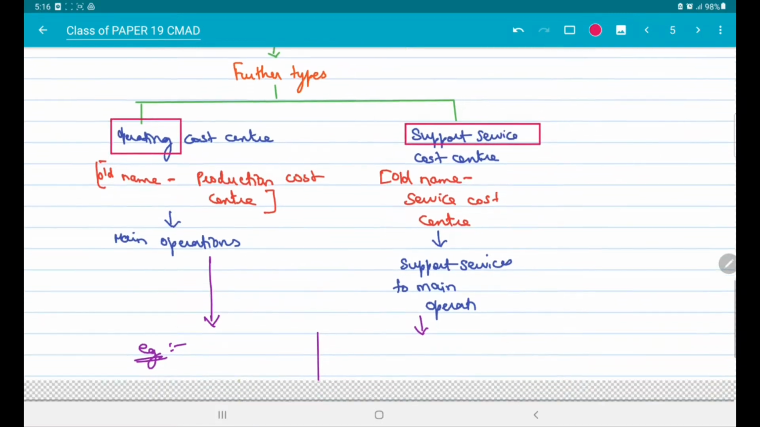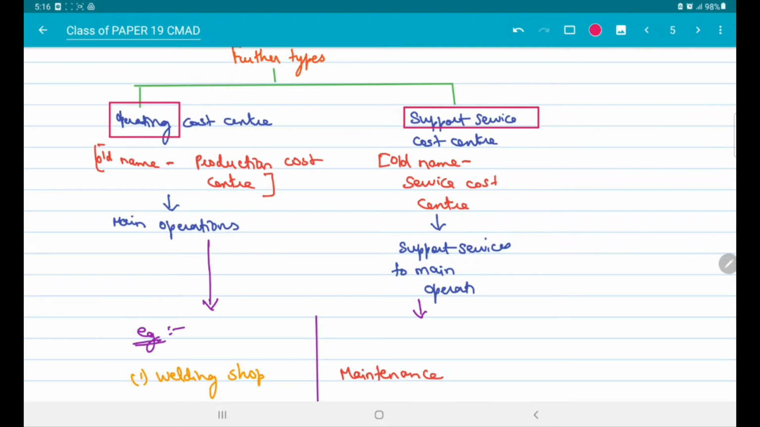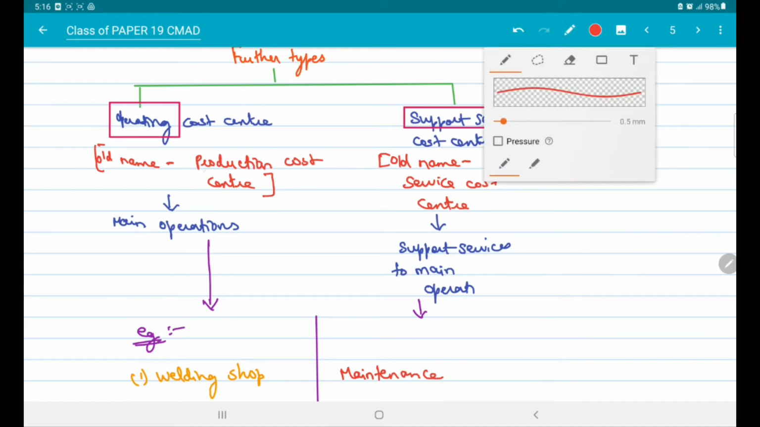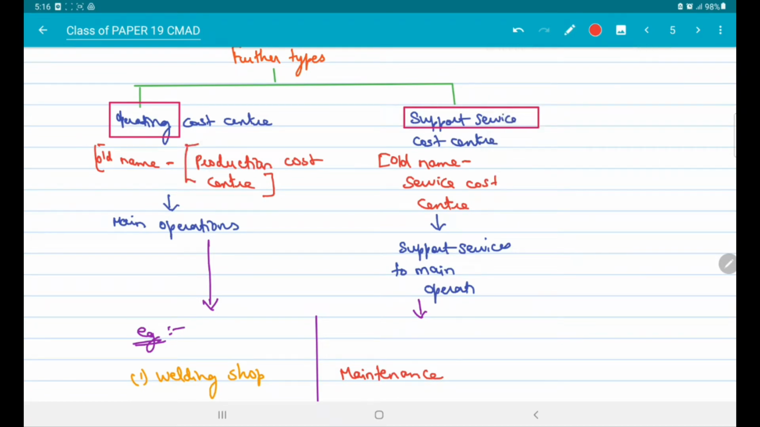Further, it is divided into two: operating cost center and support service cost center. Operating cost center is otherwise known as production cost center. And support service cost center, the old name was service cost center. An operating cost center is actually the main operation of the company or the manufacturing unit of an entity, and a support service cost center provides support services to the main operation.